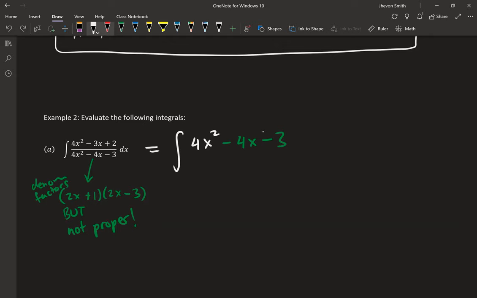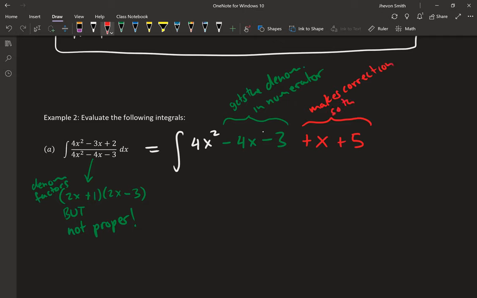So I have to correct for that. I have to add x. And because I'm minusing 3, I would have to add 5 to get back to the plus 2. So here, what I did was get the denominator in the numerator. And here I make a correction so that we get the original value back.